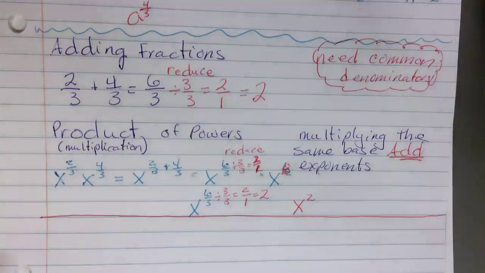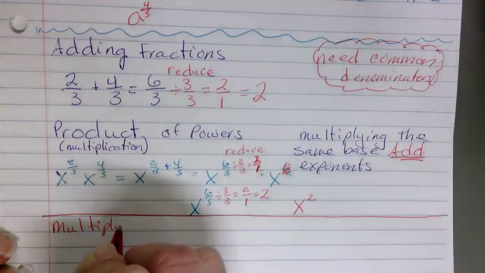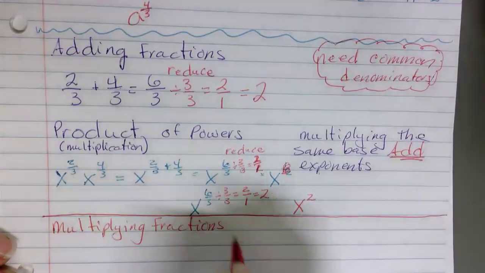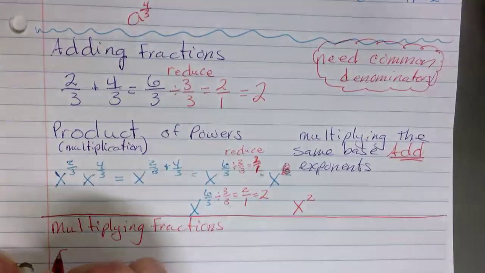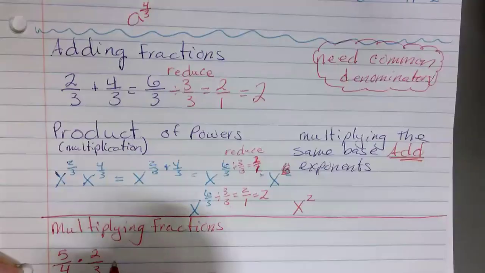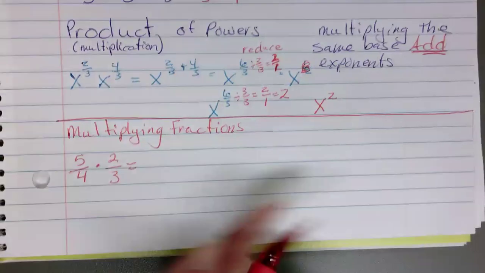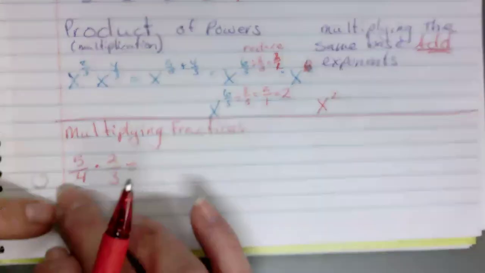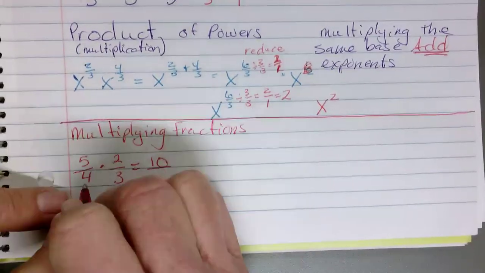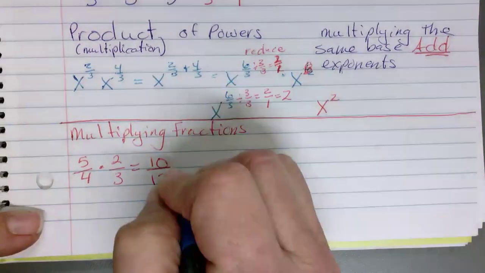So let's practice multiplying fractions. So let's start with our practice of 5 over 4 times 2 over 3. Now multiplying fractions is lovely because you can just multiply the tops together and then multiply the bottoms together. So 5 times 2 is 10. 4 times 3 is 12. But then you have to reduce.